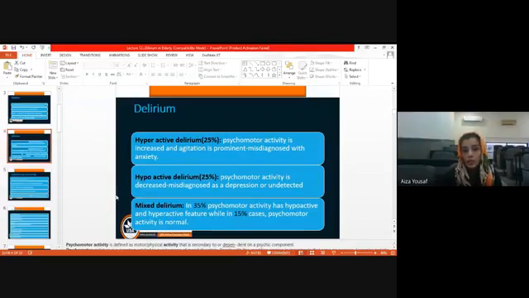Hypoactive delirium is also present in 25% of patients. In hypoactive delirium, psychomotor activity is decreased, and it is misdiagnosed as depression or undetected. Mixed delirium: in 35%, there is psychomotor activity with both hypoactive and hyperactive features, while in 15% of cases, psychomotor activity is normal. Now, the question is, what is psychomotor activity?